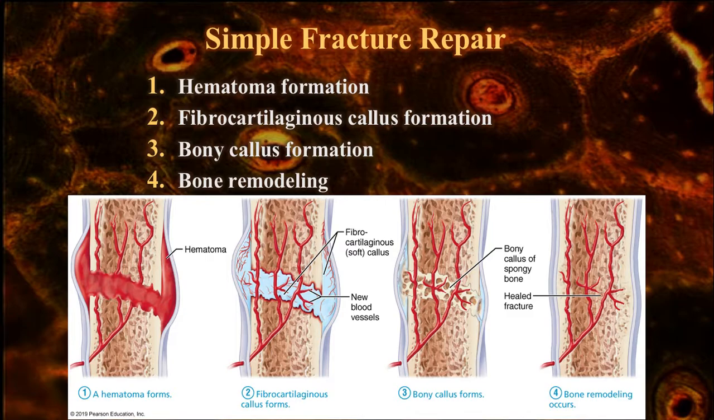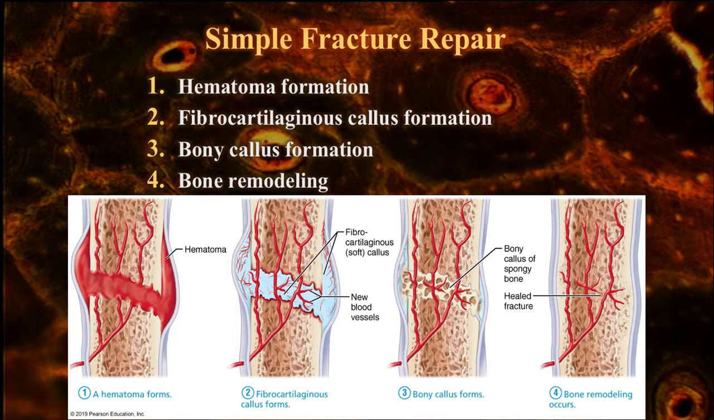The first step of this natural healing process is hematoma formation, which is the blood in the area. You'll end up with a lot of blood in the area because you've broken all those blood vessels that ran through the bone. Remember all those central canals, the perforating canals? They all have blood vessels in them. So there's lots of blood going on here. So we form a beautiful thick hematoma. Second step.